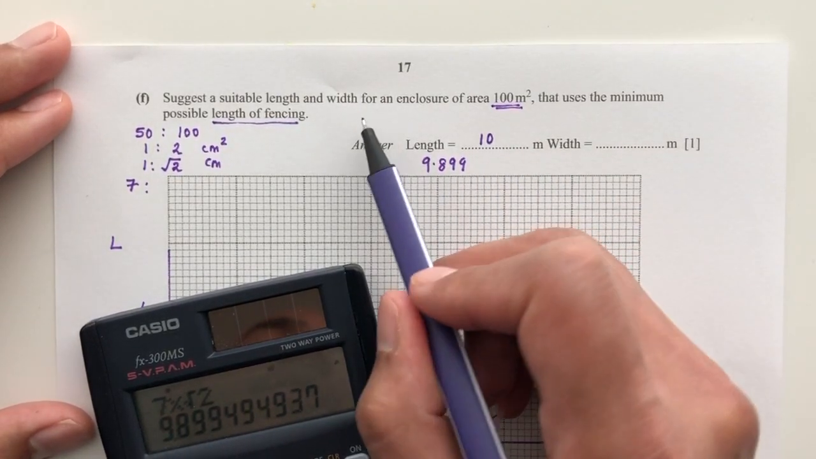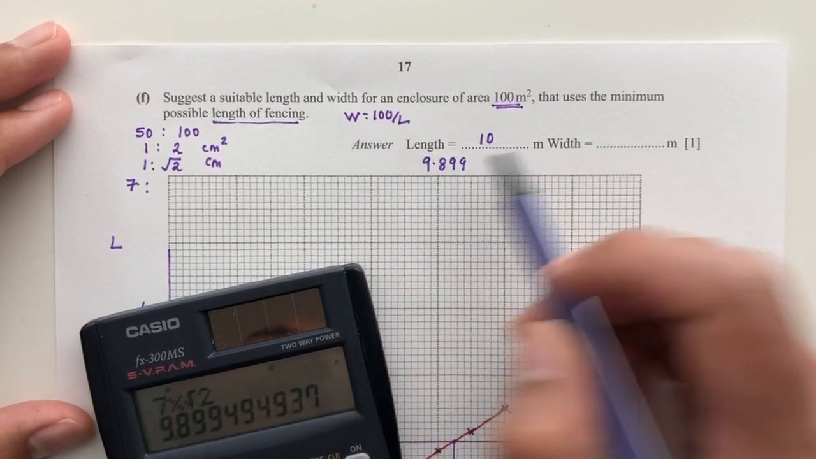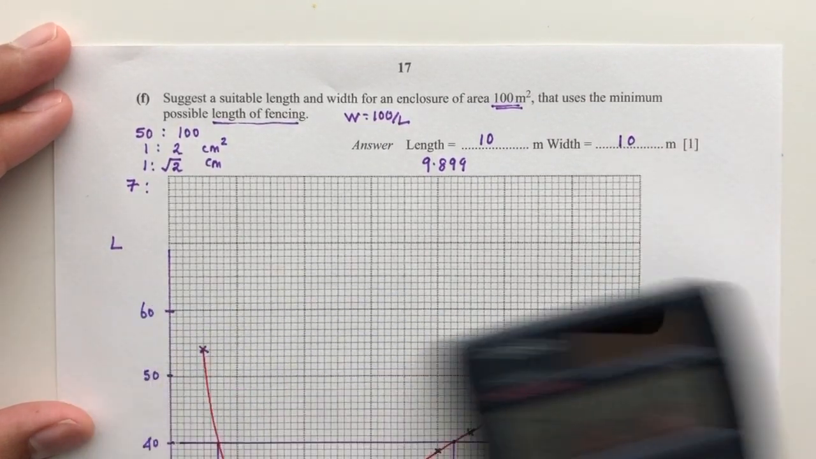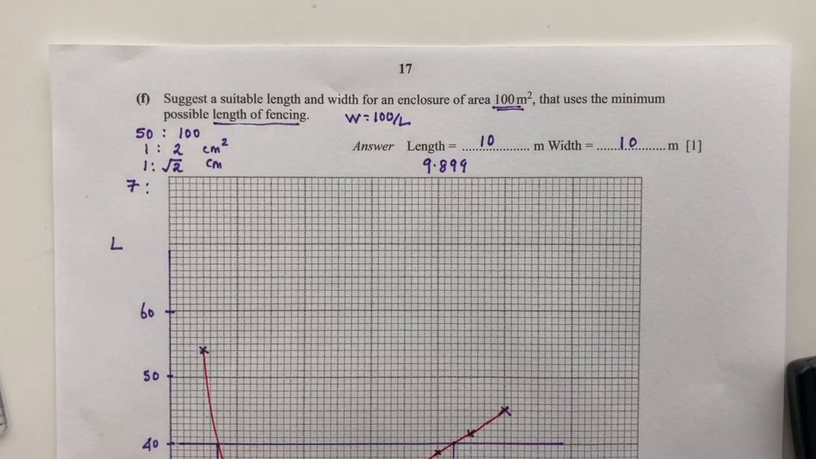Now, how do you find the width? As you know, width will be area divided by length. That also will be 10. So your answer will be 10, 10. So I think that's it for question number 10.